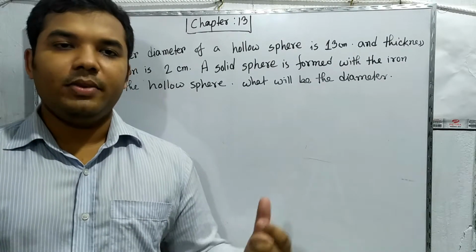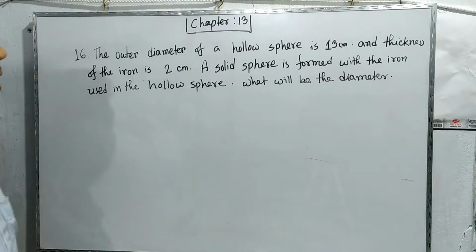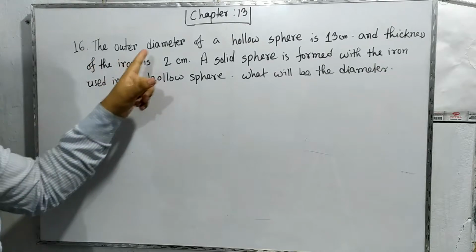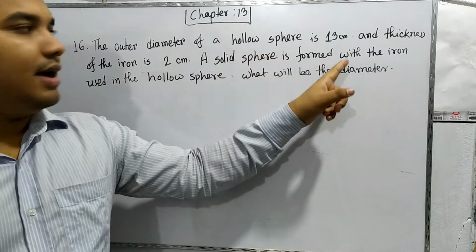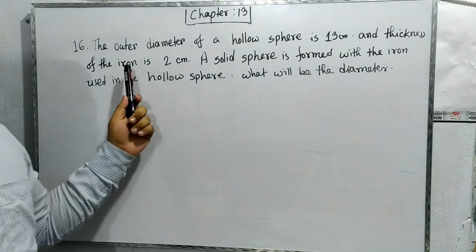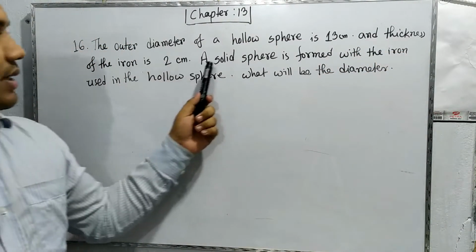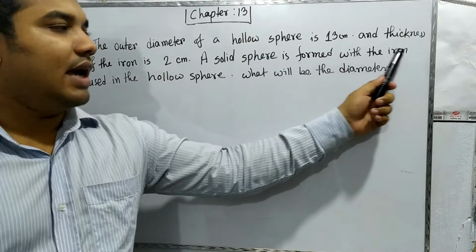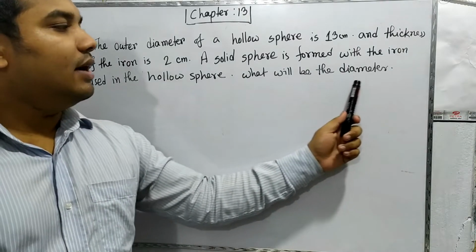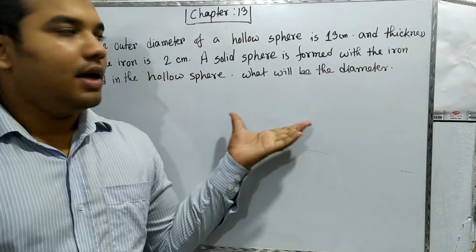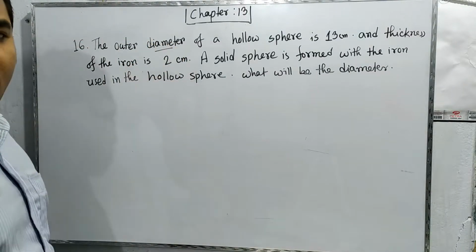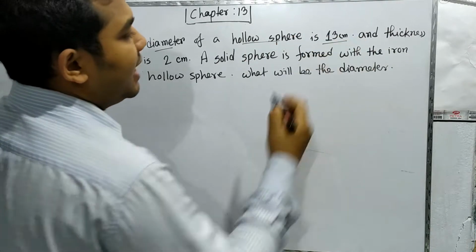On that formula we will be using this part, and this question says the outer diameter of a hollow sphere is 13 centimeter and the thickness of its iron is 2 centimeter. A solid sphere is formed with the iron used in the hollow sphere. What will be the diameter? What does this question actually say? There is given a diameter of a hollow sphere, and this is 13 centimeter.